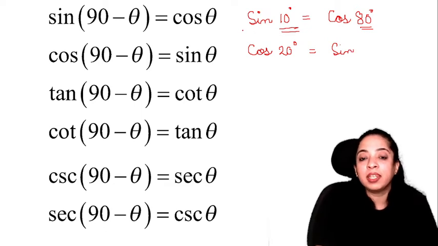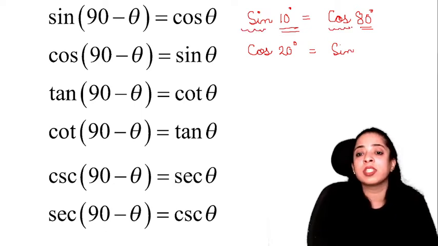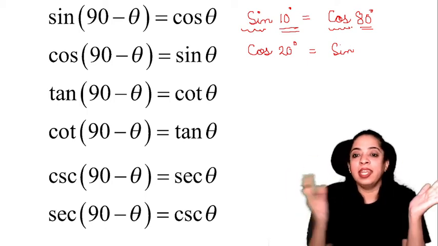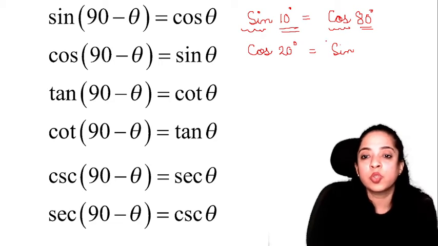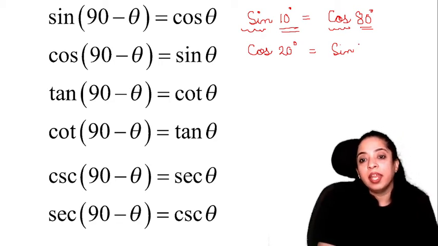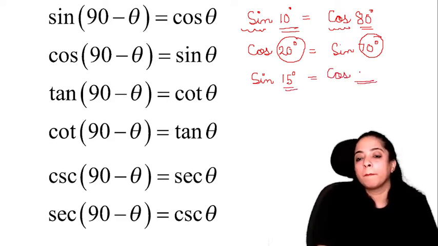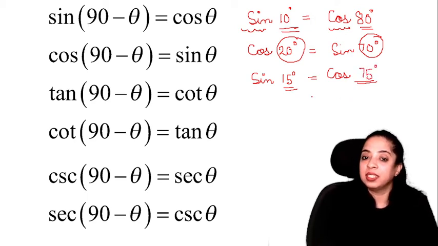So you have to remember, the complementary angle follows sine and cos. On both sides of the equal sign, there has to be sine and cos. So cos 20 degree will be equal to sine what? It will be sine 70 degree, because the sum of 20 and 70 should become 90. If I take sine 15 degree, then it will be cos 90 minus 15. What will it be? It will be 75, right?